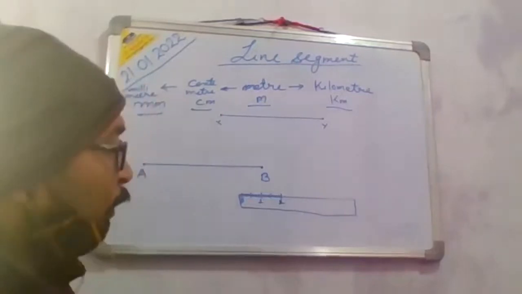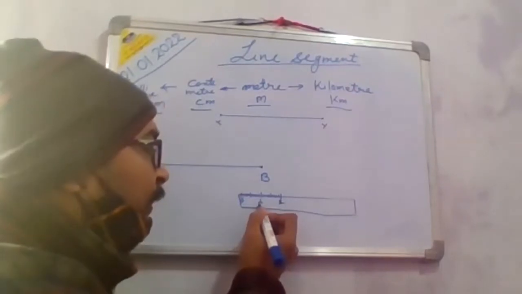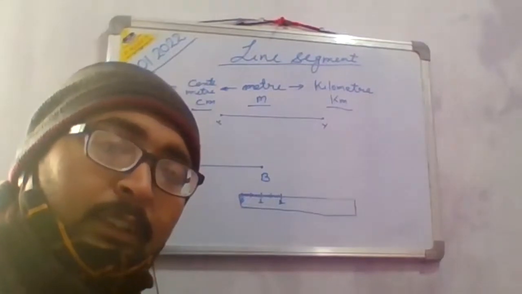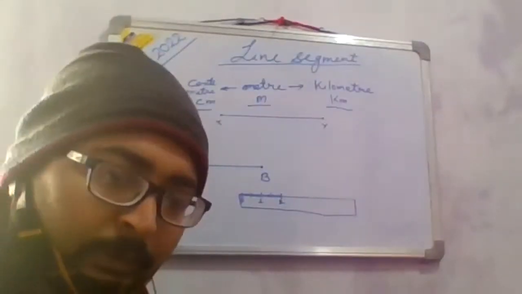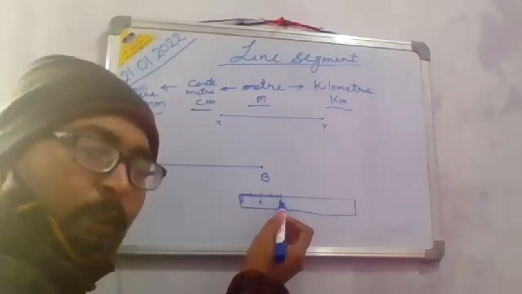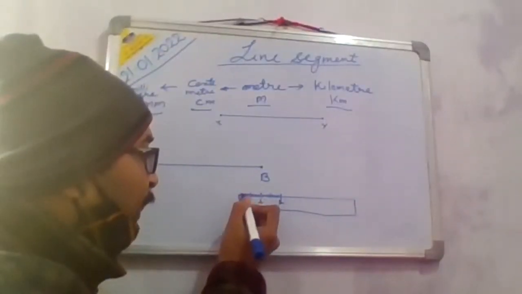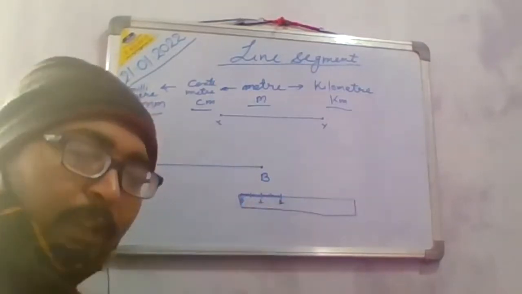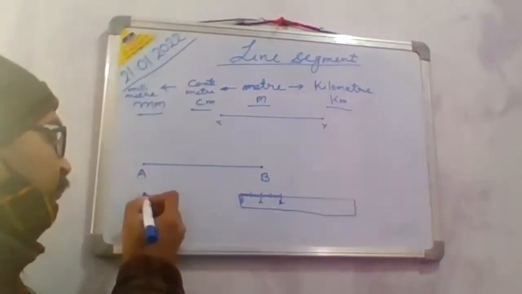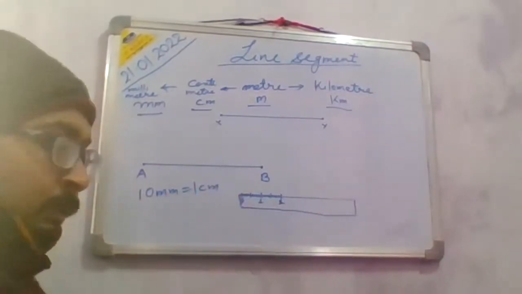Okay, so you can see this greater number 0, 1, 2, this shows the measure in centimeter. These big lines show 0, 1, 2; these are all centimeters. And these small dots you have, these show a millimeter. Always remember 10 millimeter is equal to 1 centimeter.